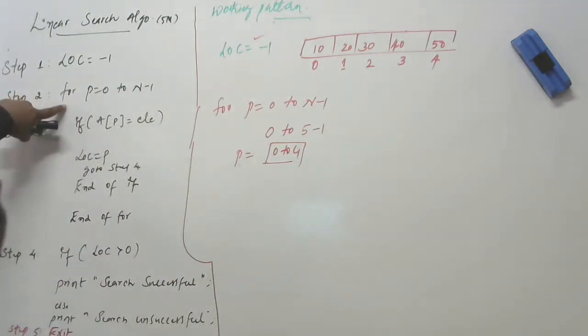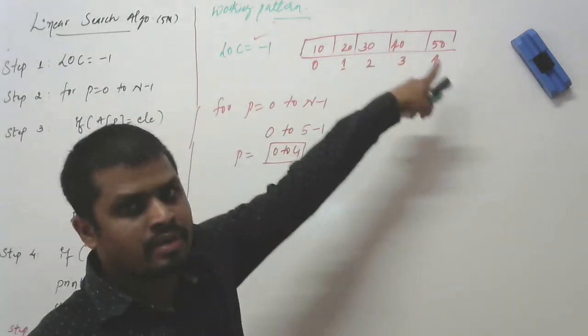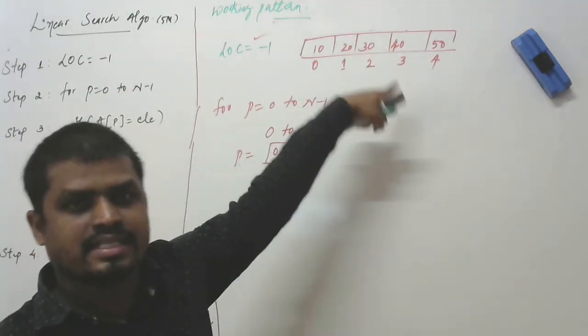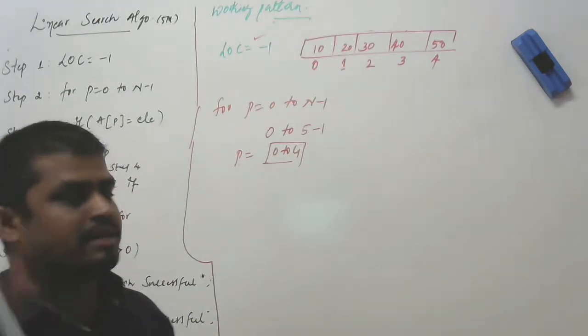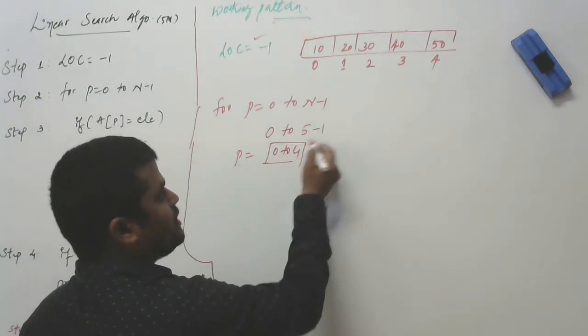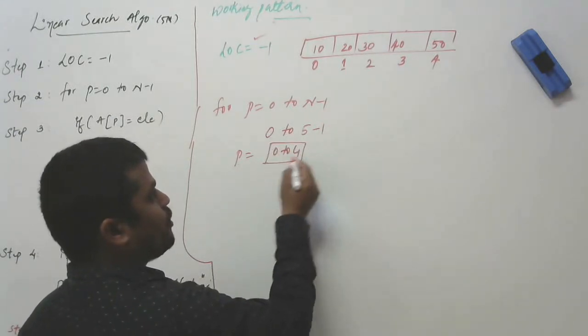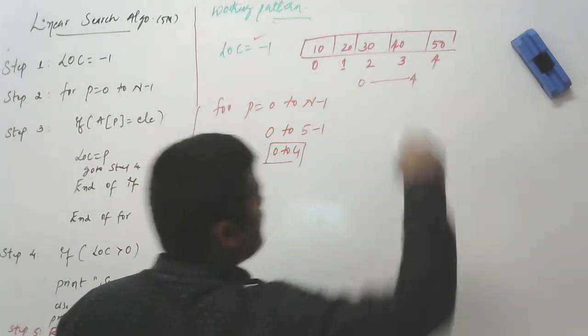The same thing I have defined here: p equal to 0 to n minus 1. N means the number of items present inside the memory block. There are 5 data items present, so that same 5 I have taken here. Minus 1 means 5 minus 1 is 4. This 0 will be common. So 0 to 4 you are supposed to search.